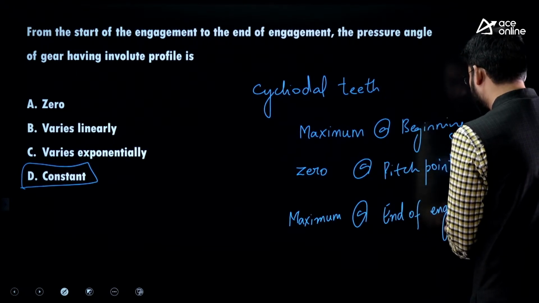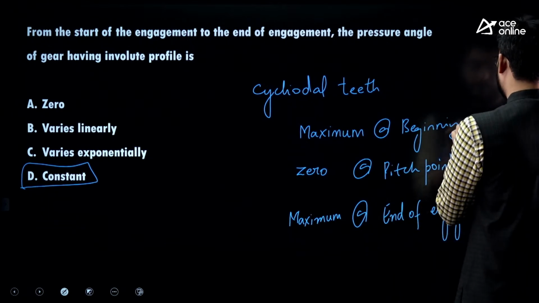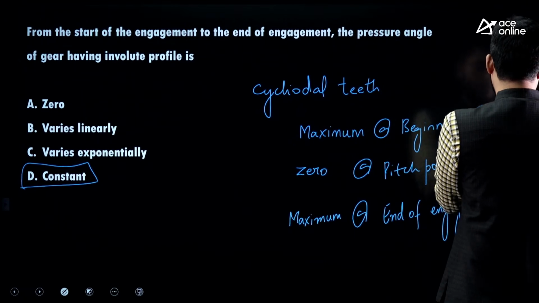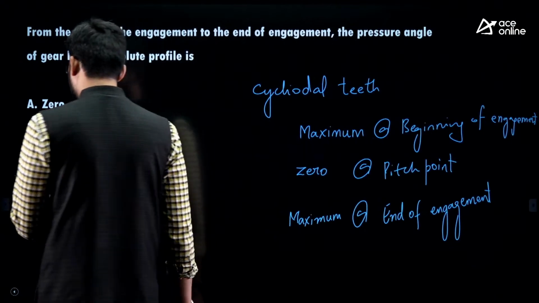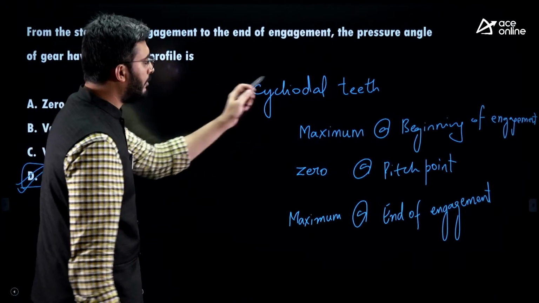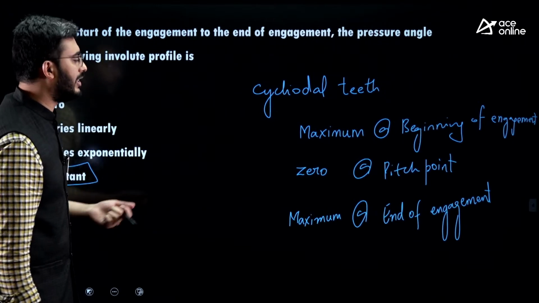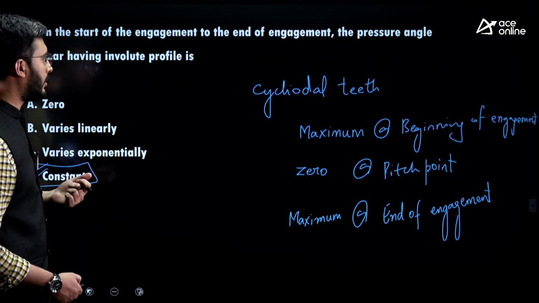So the pressure angle is varying in case of cycloidal teeth, whereas for involute teeth it remains constant. So option D will be the answer, and do remember the points relating to the cycloidal gear, or cycloidal teeth, I should say. Okay, moving to the next question.